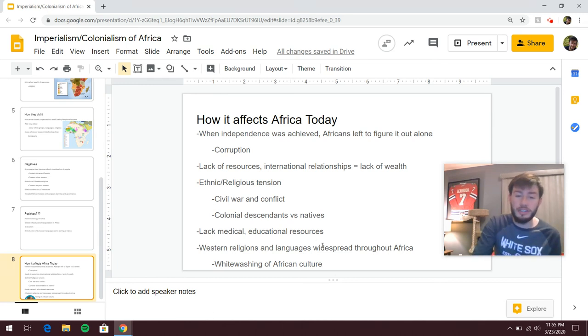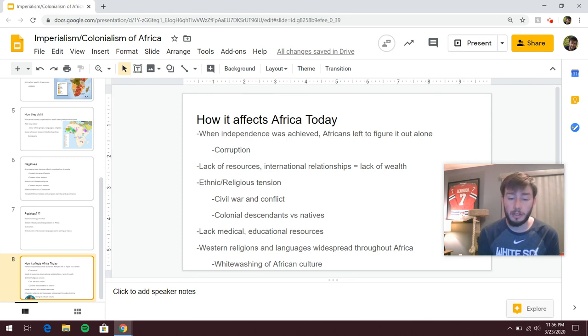So Western religions and languages are widespread throughout Africa. And so now if you go to Africa today, or we look at Africa today, you'll see countries like Ethiopia are extremely Catholic. Christianity is very popular throughout Africa, but so is Islam. And so the religion, the language is used throughout Africa.